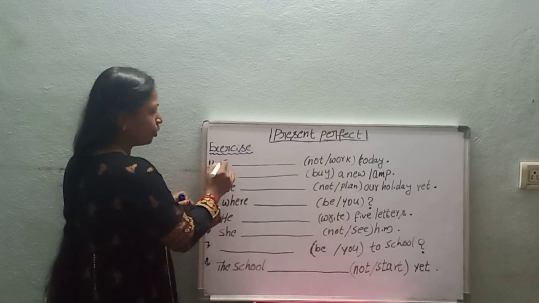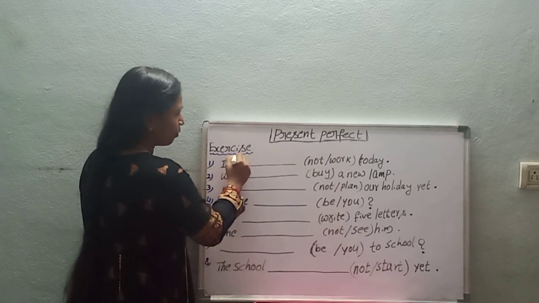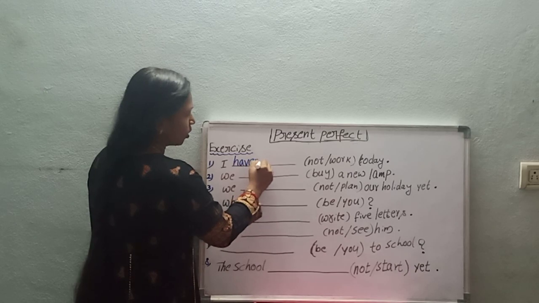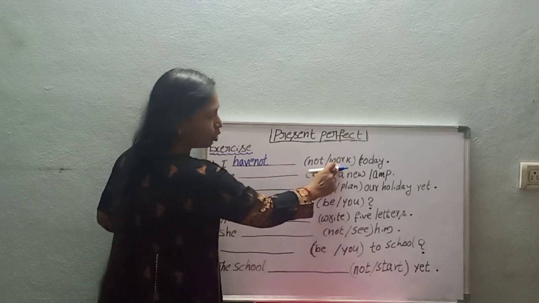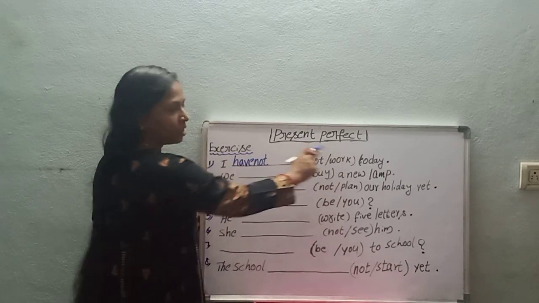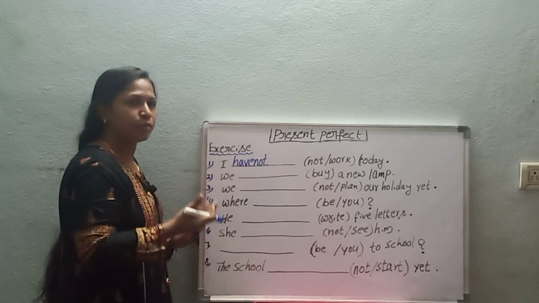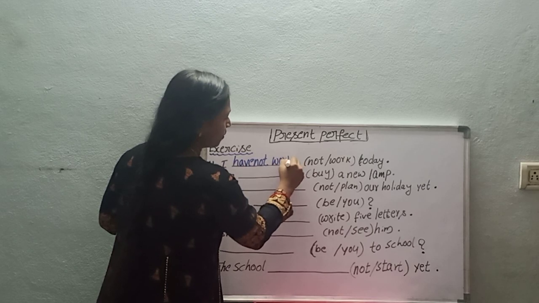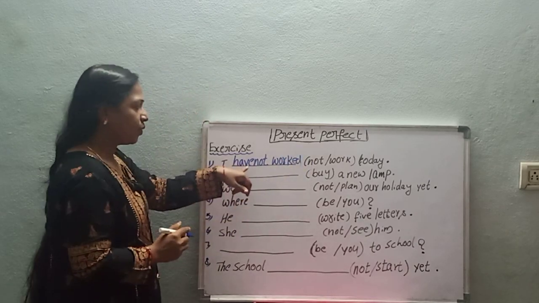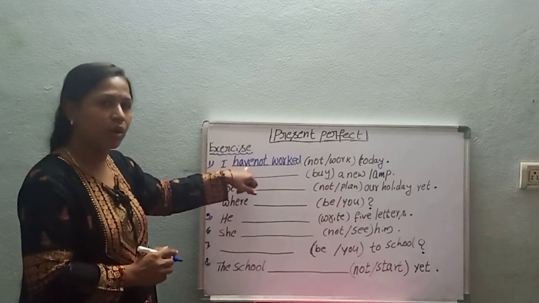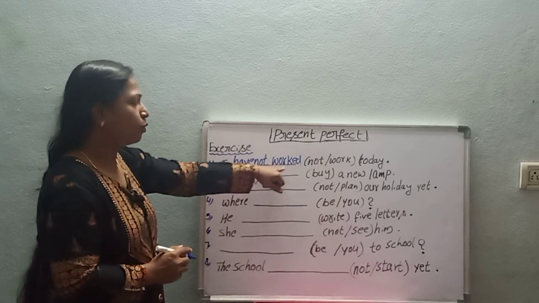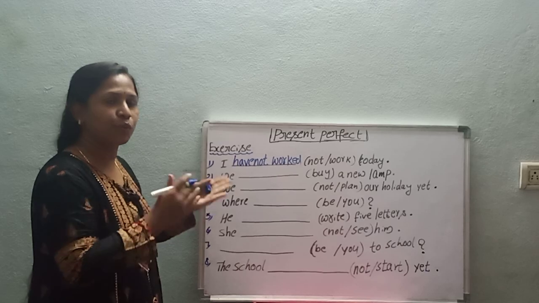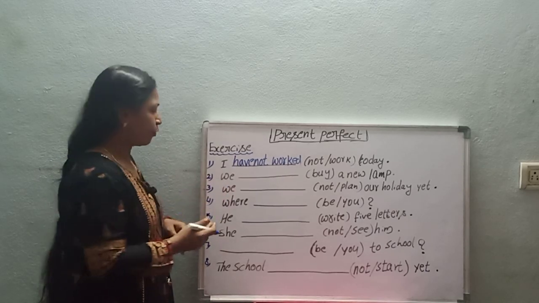So here, what do we use for I? Have, and they have given "not". So, have not. What is the third form of the verb work? Work, worked, worked, working. So I have not worked. Either you use haven't or have not. I have not worked today. I haven't worked today. Either you use the full form or short form.